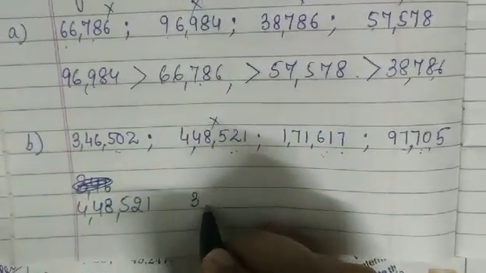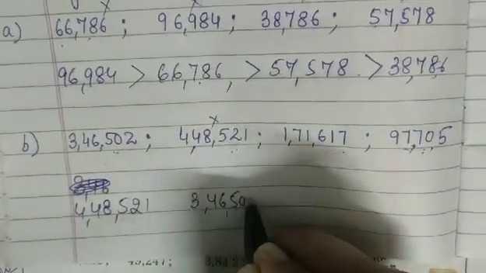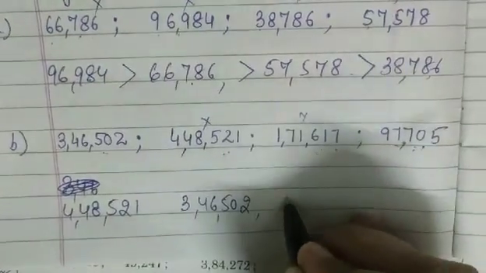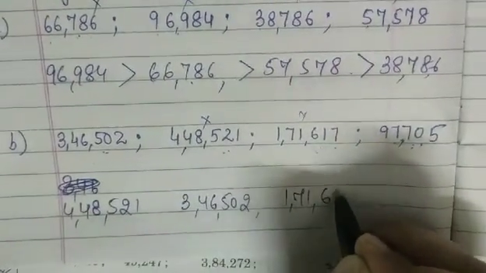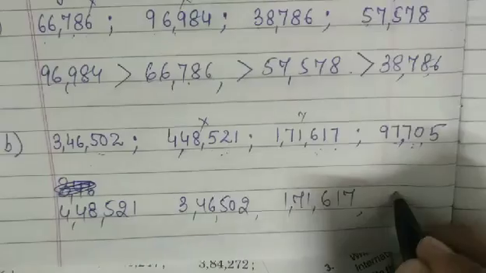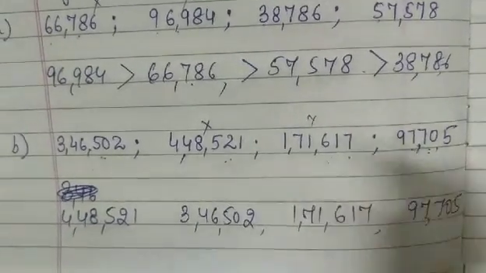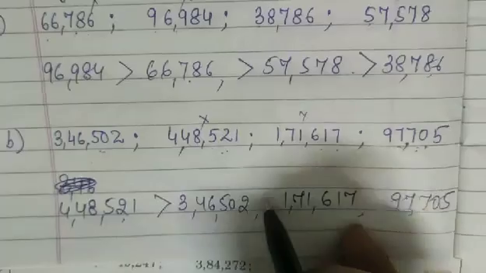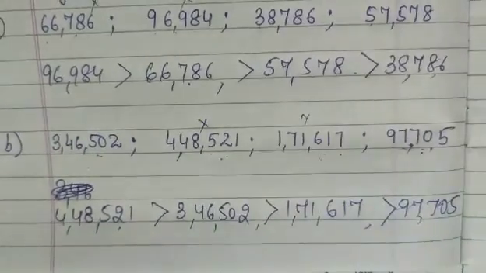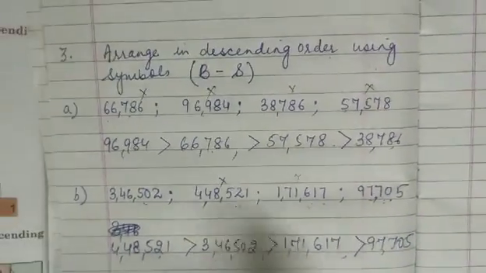Then we have 3,46,502. Then we have 1,71,617, and the last one is 97,705. Now put the sign. This one is bigger than this. This one is bigger than this. So in this way we will do this question.